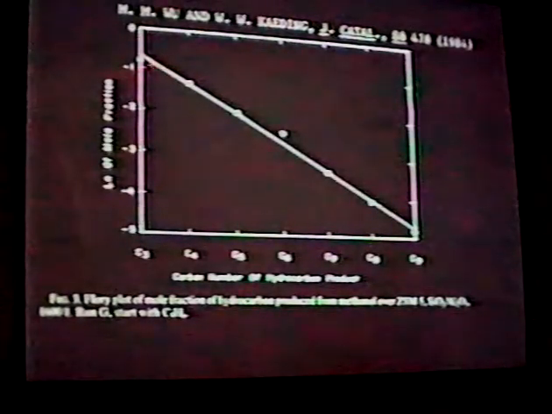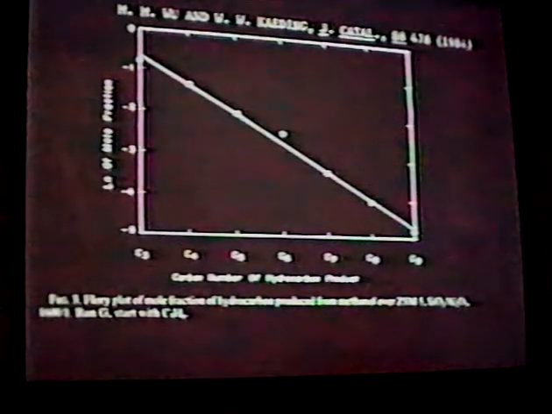This is data of Kading. This is typical of what you would expect for an Anderson-Schulz-Flory plot for Fischer-Tropsch synthesis. It's consistent with C1 adding to C1 adding to C1, a polymerization of C1 species. Next slide. This shows why you should pay attention to thermodynamic data.